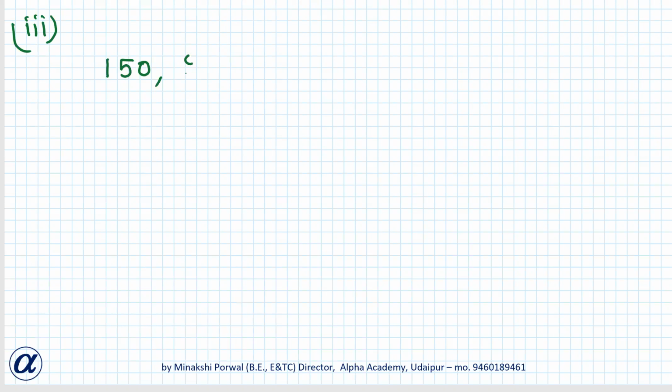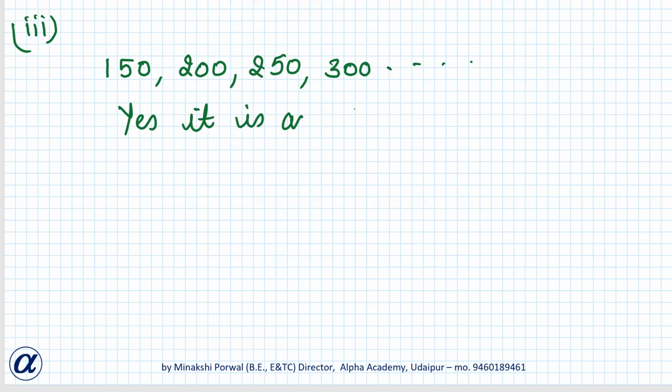So next will be 150 plus 50, that is equal to 200. 200 plus 50, it will be 250. Then it will be 300. So yes, it is an AP. Okay. And you can check if you want. This is A1, this is A2, this is A3, A4.